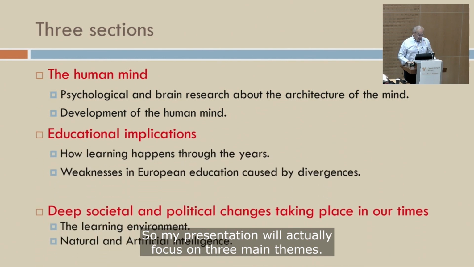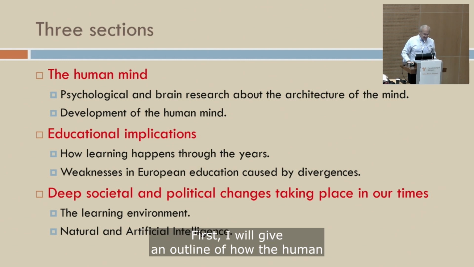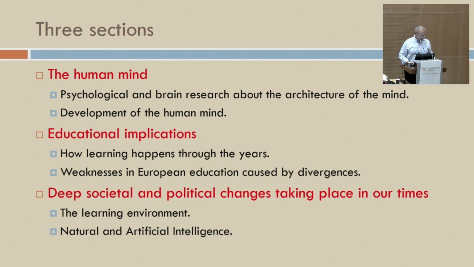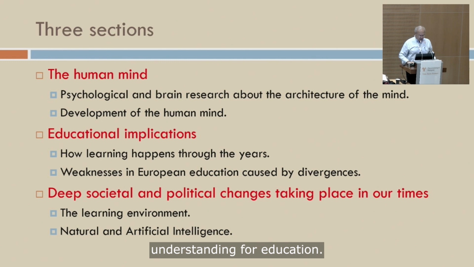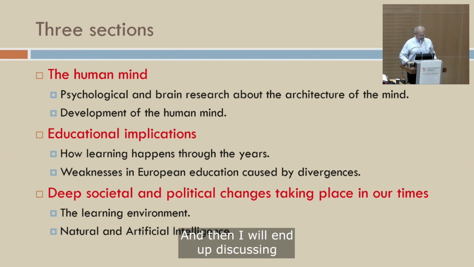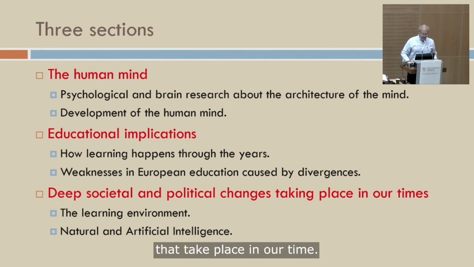So my presentation will actually focus on 3 main themes. First, I will give an outline of how the human mind is understood. I will talk a bit about the implications of this understanding for education. And then I will end up discussing the implications of the deep political and societal changes that take place in our time.